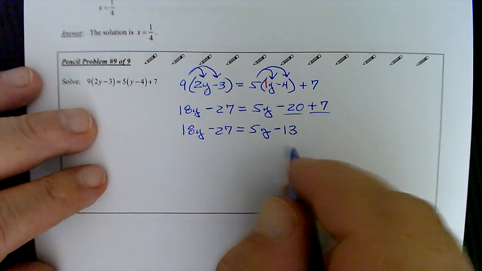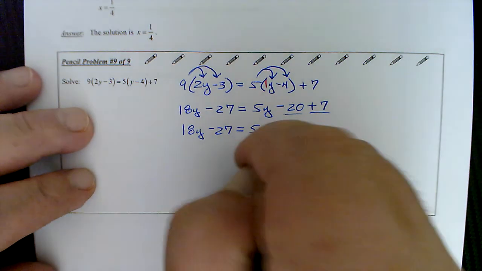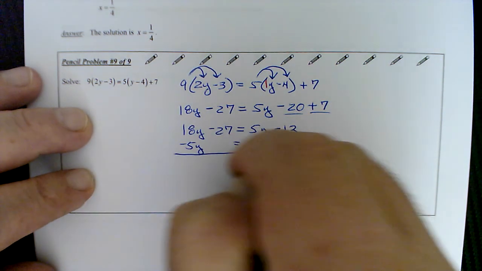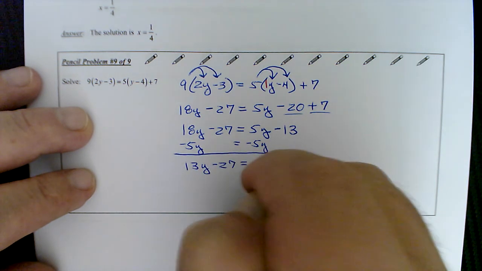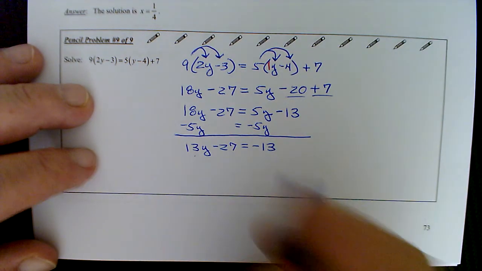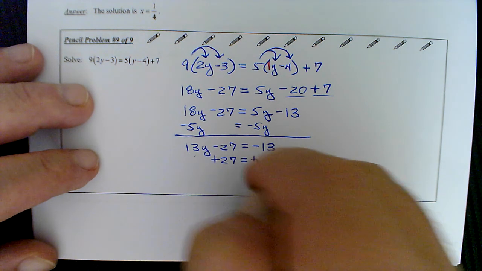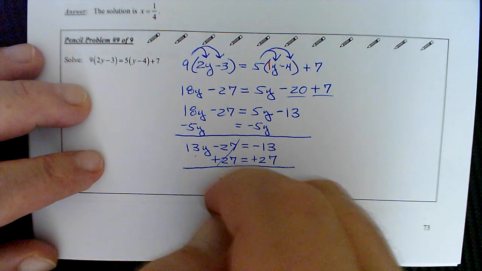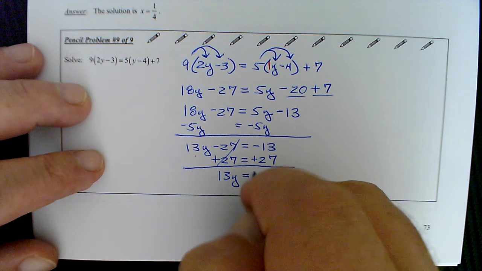Okay, now the variable is on both sides again. Bring it to one side, let's say the left, by subtracting 5y. And we have 13y minus 27 equals a negative 13. If we brought the variable to the left, we bring the constants or the numbers to the right. We have to undo negative 27. So add 27 to both sides. And we bring down the 13y, tuck it next to the equals, combining negative 13 and 27, we get 14.